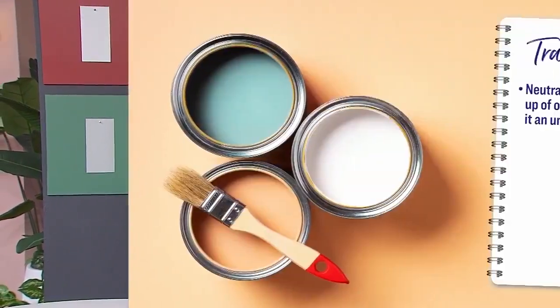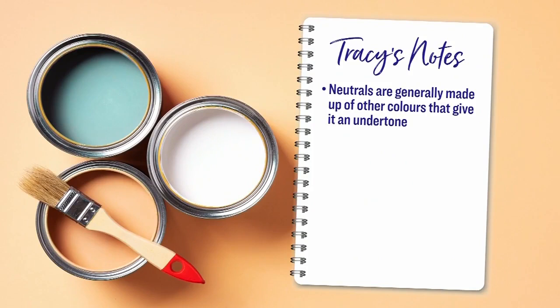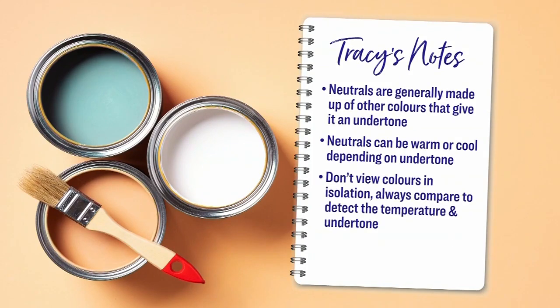Here are my takeaway notes from today's Professor Sharon lecture. Neutrals are generally made up of other colors that give it an undertone. Neutrals can be warm or cool depending on undertone. Don't view colors in isolation, folks. Always compare to detect the temperature, undertone, and lighting can accentuate the undertone. How did I do, Sharon? Do I pass? Do I get my degree on this?